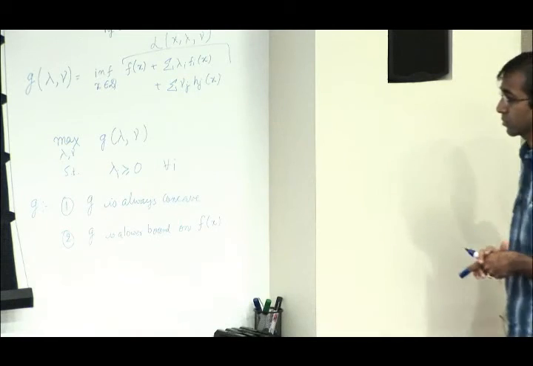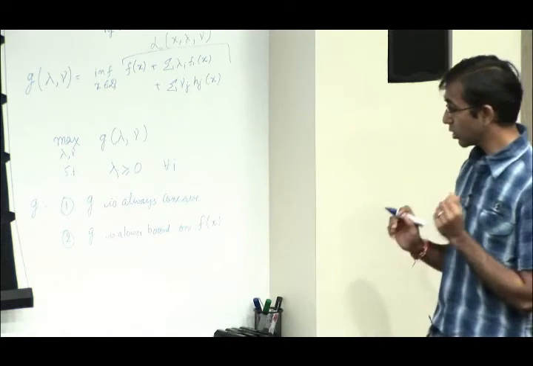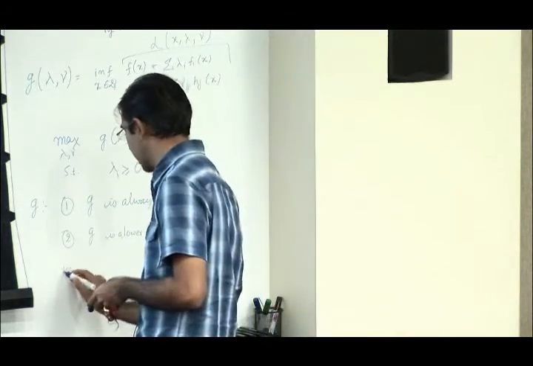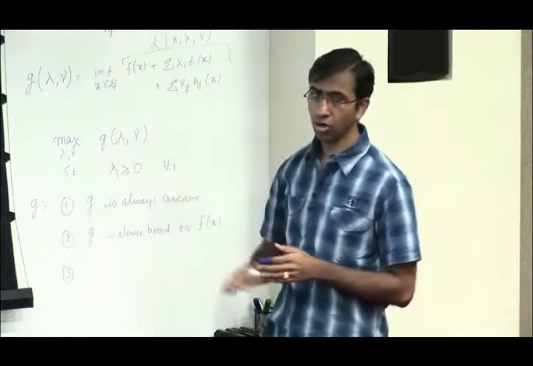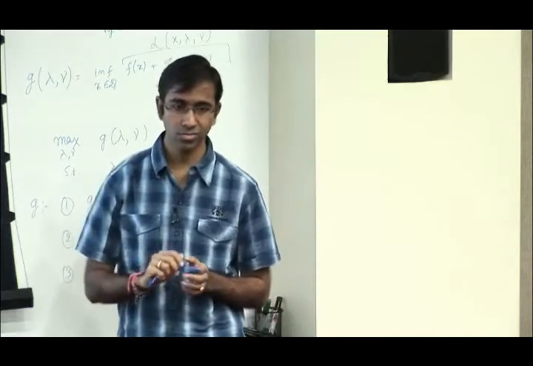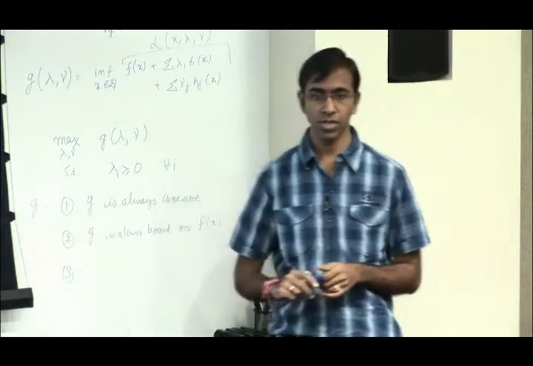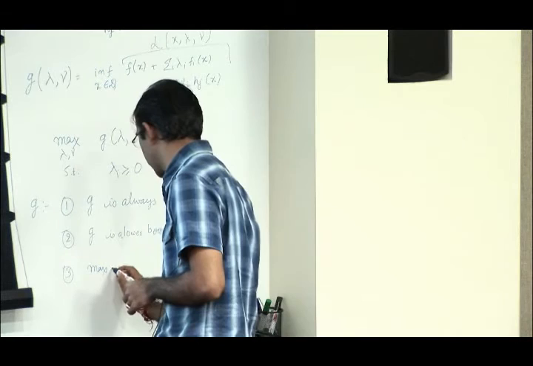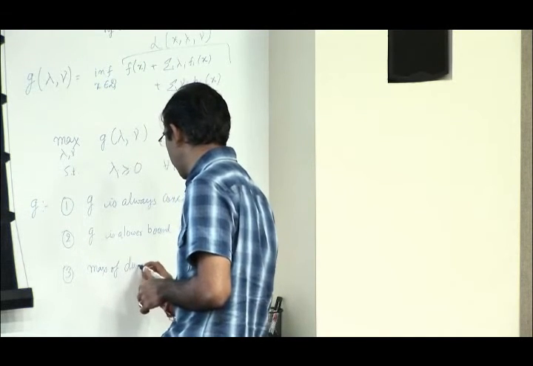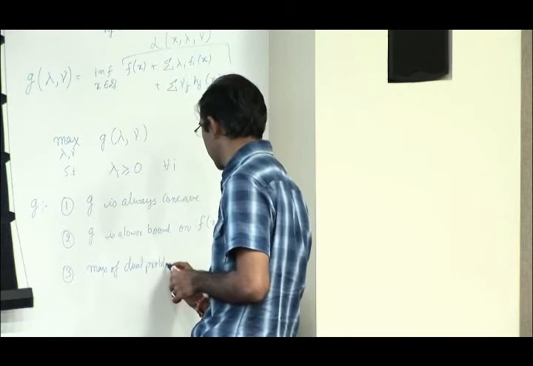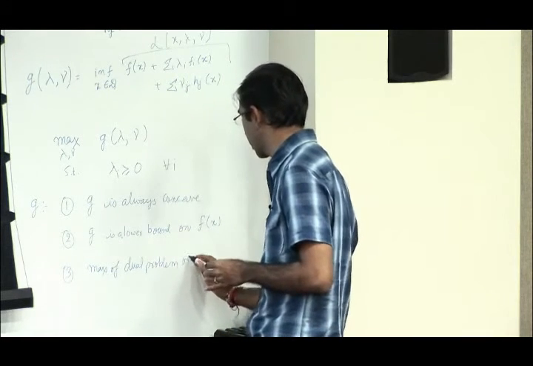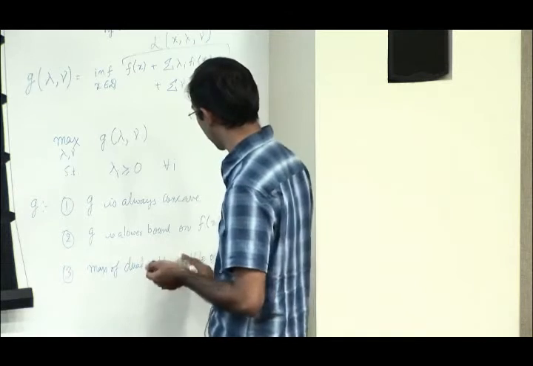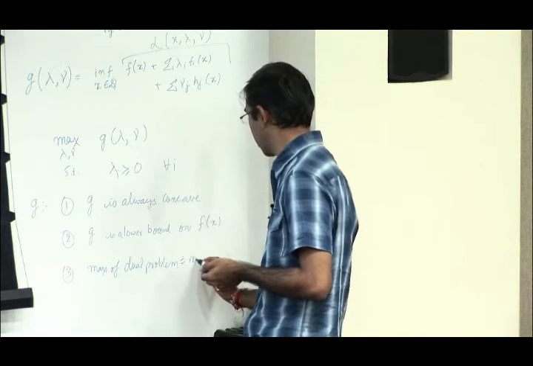These are two very important properties of G. And there is a third property which makes it very useful for convex optimization problems. If f, Fi, Hj are all convex and have some other small constraints, some other properties which are not very restrictive, then the maximizer of G, or the maximizer of the dual problem, will be optimum, or the max of the dual problem is equal to the min of the primal problem.